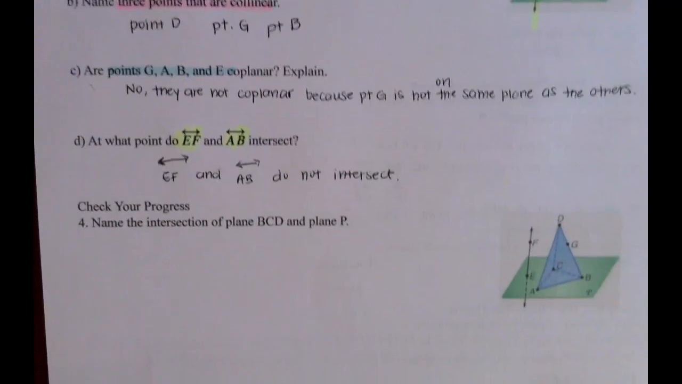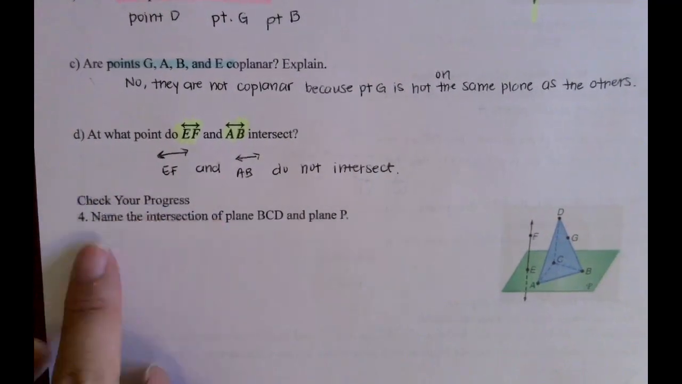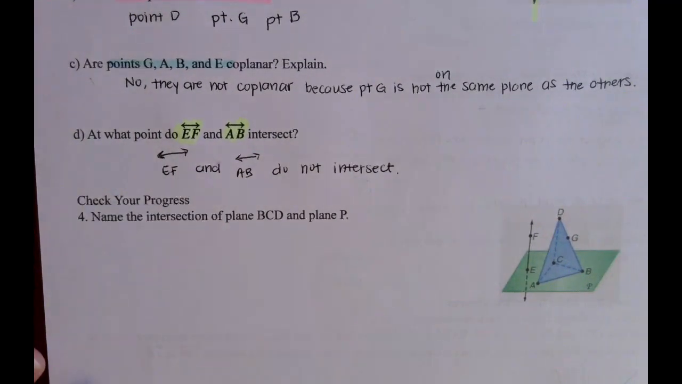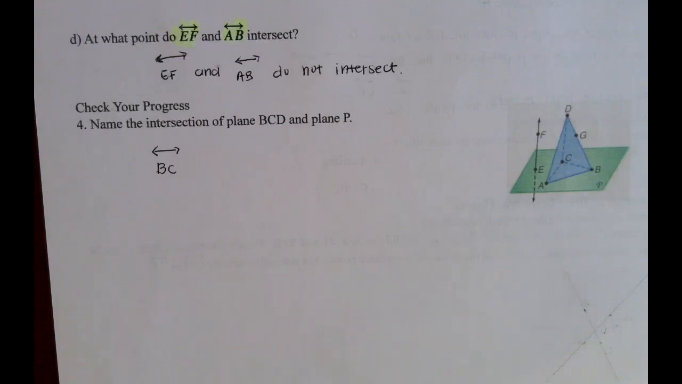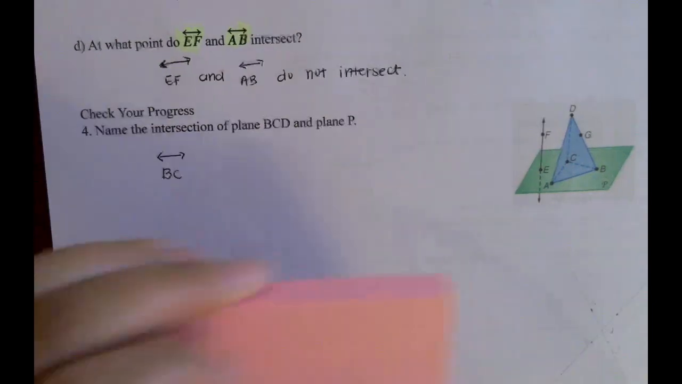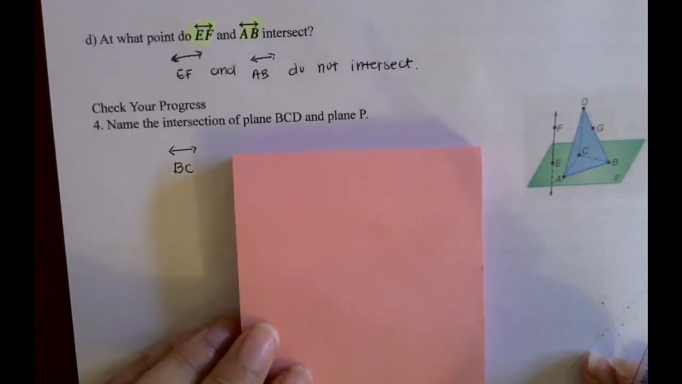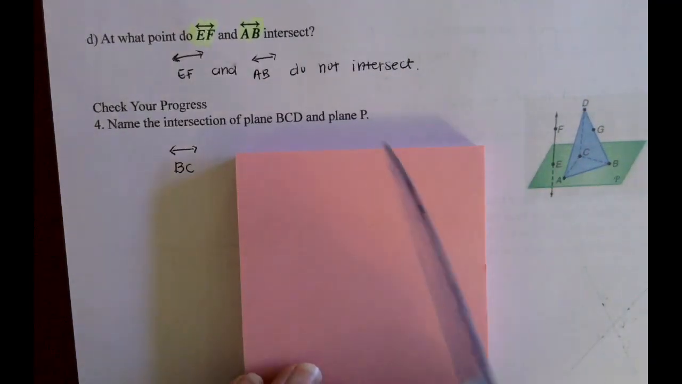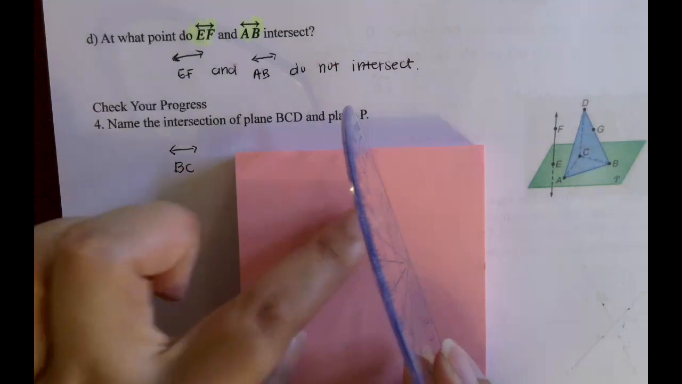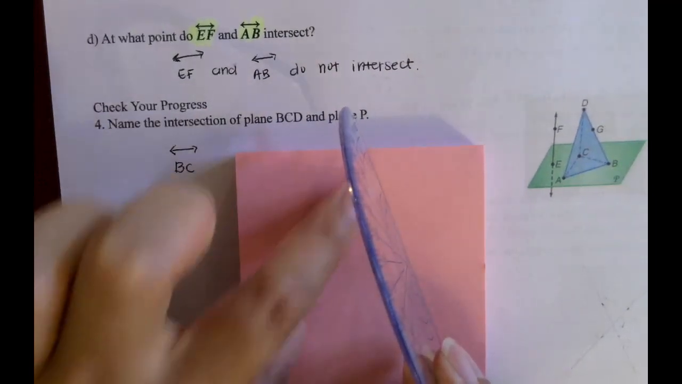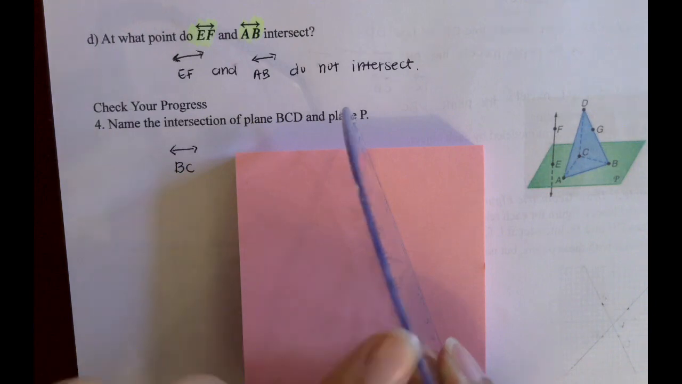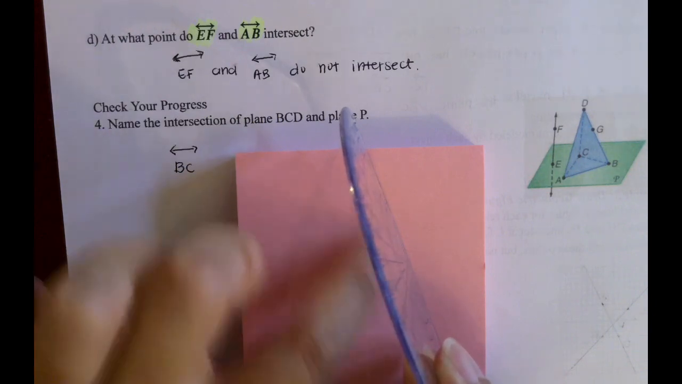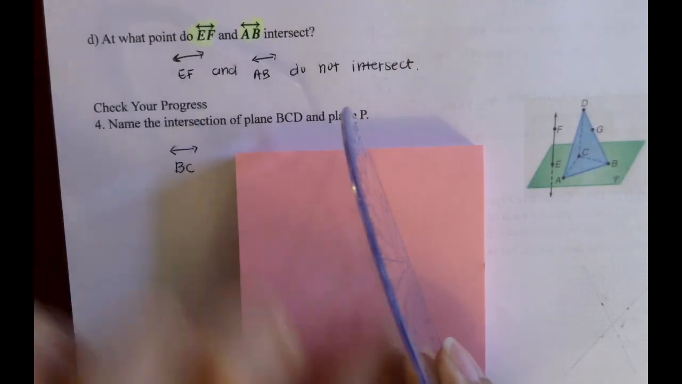You're going to try out the last problem here. This one is check your progress 4. Once you're done, come check your answer. The answer you should have gotten for number 4 is line BC or CB. It asks you to name the intersection of plane BCD and plane P. If we imagine this pink part as plane P, your base, plane BCD is BC, and you can imagine D being up here. Where it touches is this line right here, line BC.